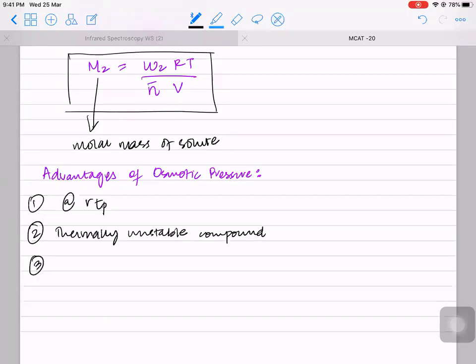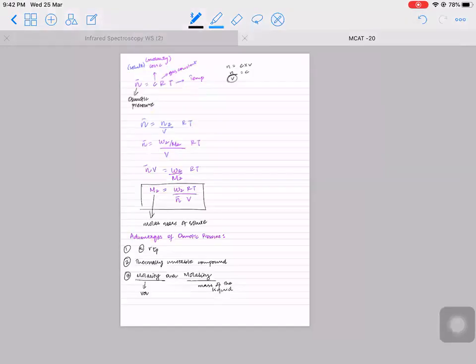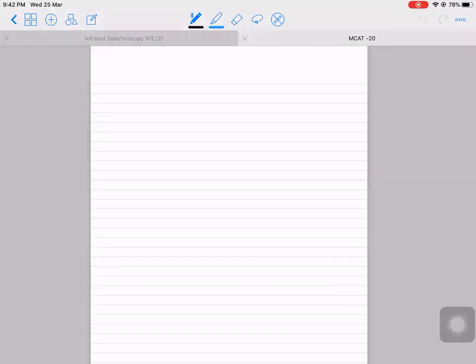And third, you are using molarity over molality. So if you're using molarity, it is easier. Why? Because you're calculating the volume of liquid, which is much easier compared to finding the mass of the liquid. You're using molarity over molality, because in molality you would have had to find the mass of the liquid, which would have been very cumbersome. So you're using molarity, in which you can easily calculate the volume. That'll be easier, right?